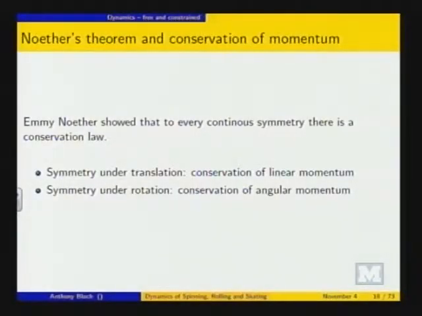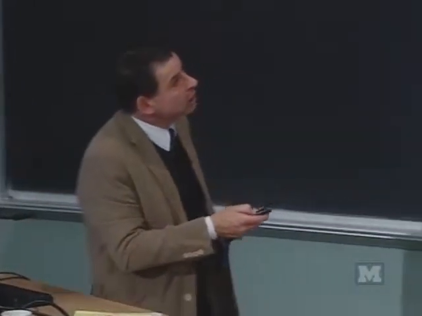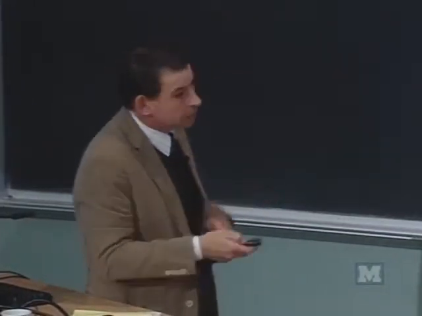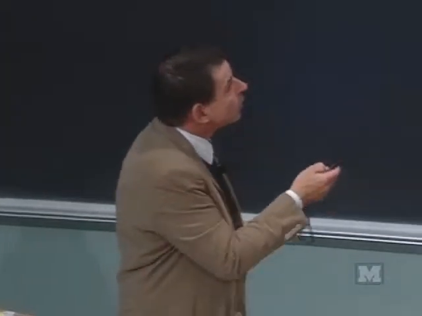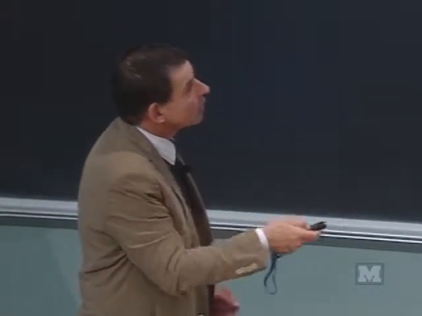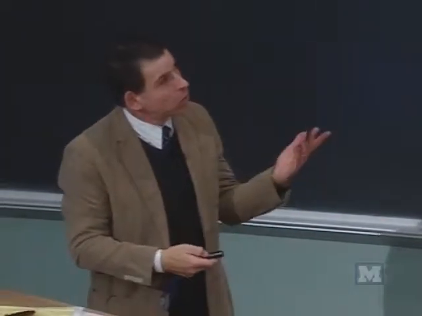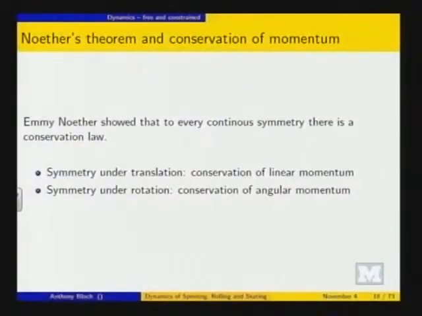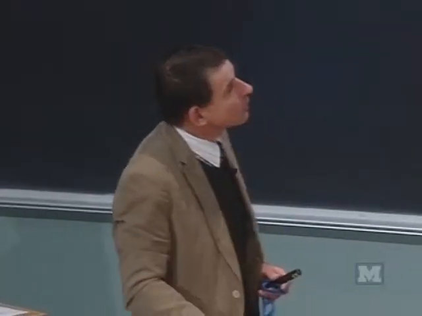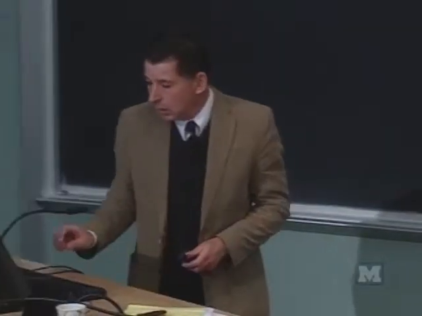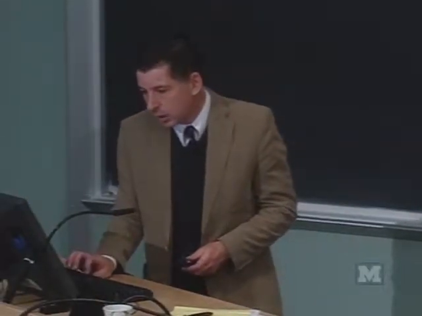And what Noether showed is that symmetry under translation gives rise to conservation of linear momentum, momentum moving in a given direction, while symmetry under rotation gives conservation of angular momentum. You recall that linear momentum is just the mass times the velocity, and this conservation of angular momentum means the moment of inertia times the angular velocity. I'd like to demonstrate this actually.